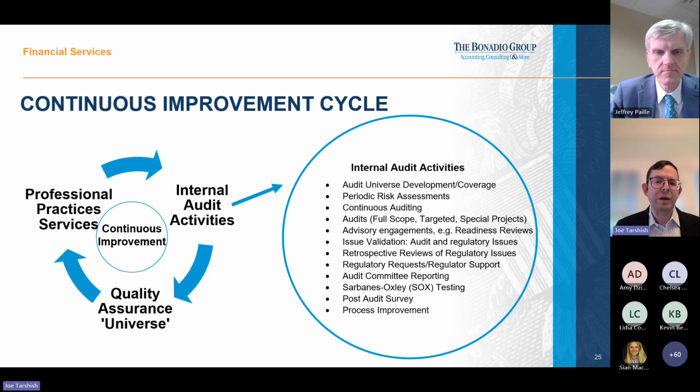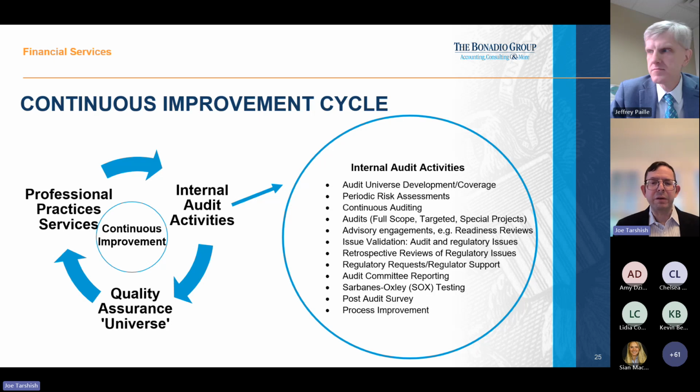So starting with the audit universe development, deciding coverage, periodic risk assessments of the audit universe and audit entities, continuous auditing, which is really key, and then audits of all types, full scope audits, targeted special projects, and then advisory engagements, which is really taking up an increasing amount of our time as management is coming to us and asking for help with things. So it could be a readiness review, where management is implementing a new system. They want to know if they're ready to go for go live, for example.